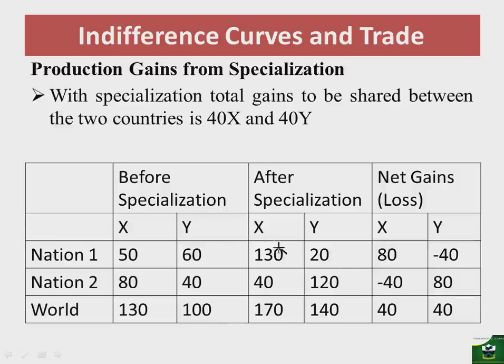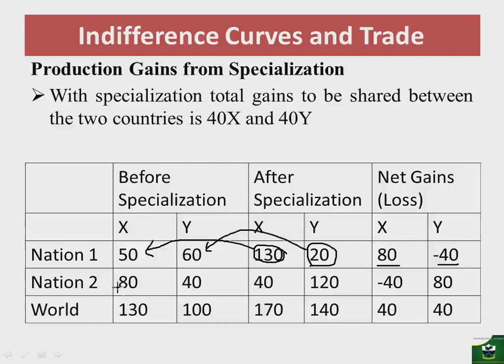If we are to get the production gains from specialization, we see that for X, if we subtract 130 after specialization minus the 50 before specialization, we will end up with 80, meaning the net gain is 80 for nation 1 in terms of commodity X. And then if we come to commodity Y, if we subtract the after specialization production of 20 minus the pre-specialization production of 60, we end up with negative 40 units of Y produced.